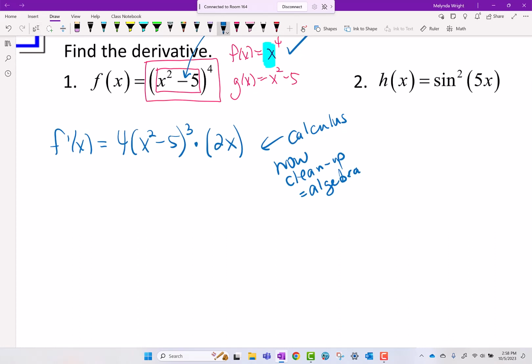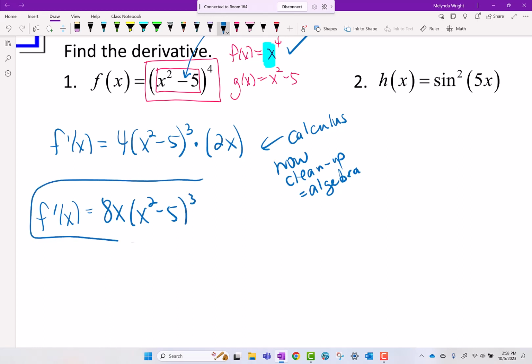So my last, we're going to clean it up by algebra. So if there are some simple things to do, we want to do it. We certainly do not want to multiply, FOIL all this business out, this x squared minus 5 cubed. We don't want to do that. We would not ask you to do that. But if I can multiply the 4 times the 2x in easily, which I can, then I should do that. So that will be 8x times x squared minus 5 to the 3rd, and that's my very first chain rule.